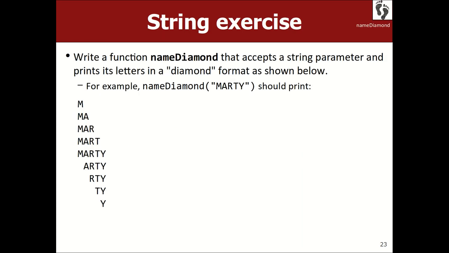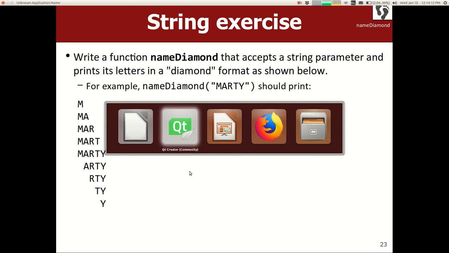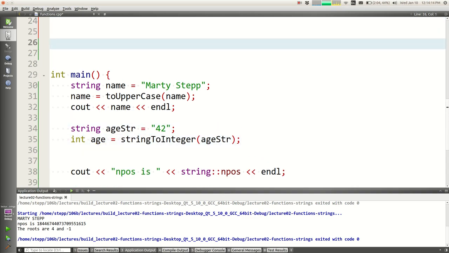Let's do a little exercise problem together. Let's write a function called nameDiamond. You pass a string parameter, and you print out a diamond pattern of the letters of the string like that. I want that to be the console output of the function. So maybe you can help me if you want to play along. This one is on the step-by-step site. So let's write nameDiamond.